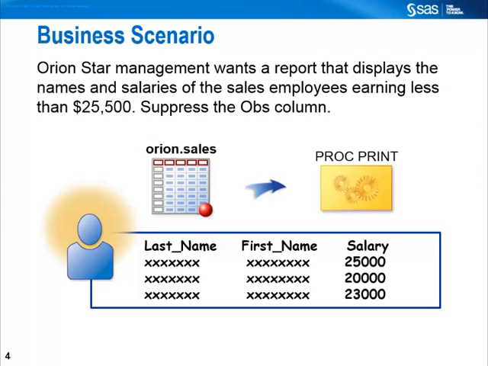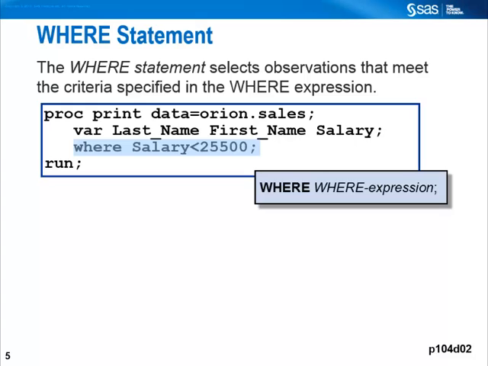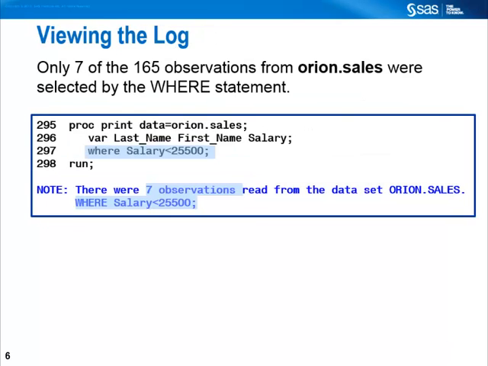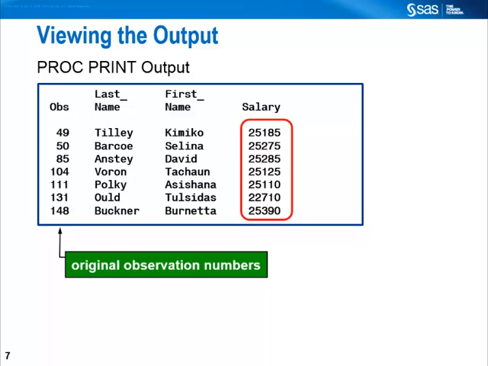OneStar management wants a report that displays the name and salaries of the sales employees earning less than $25,500, and we would like to suppress the OBS column. So we use a where statement to select observations based on some criteria. Here, where salary is less than 25,500, only for them do we want to display the report. When we run the previous program, we see that only 7 of the 165 observations from orient.sales were selected by the where statement, as we have put this criteria, and this is the partial output that we see.